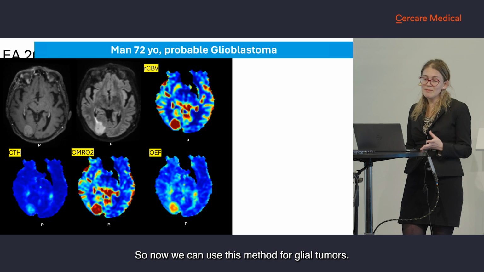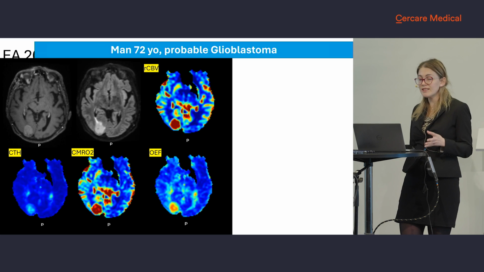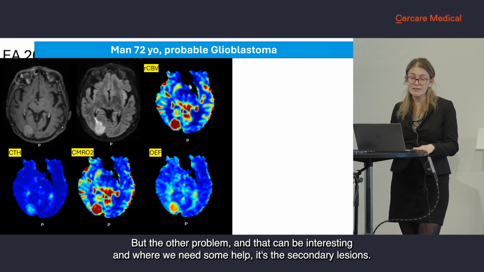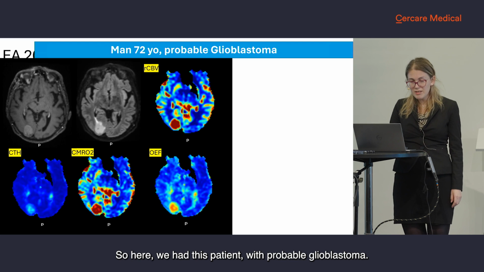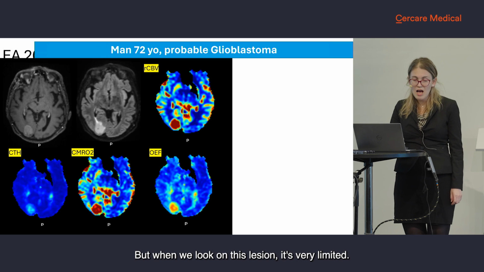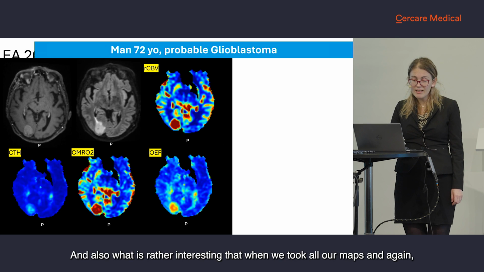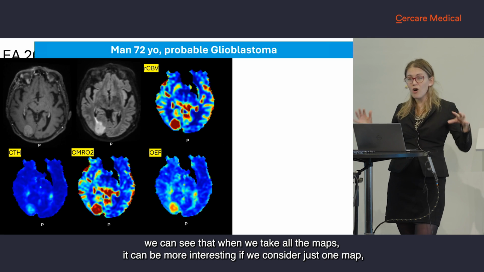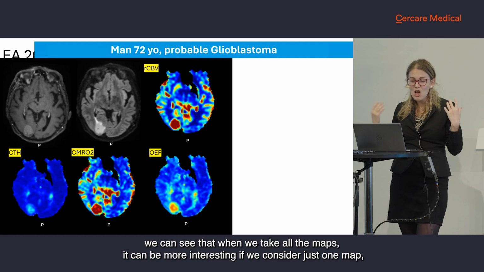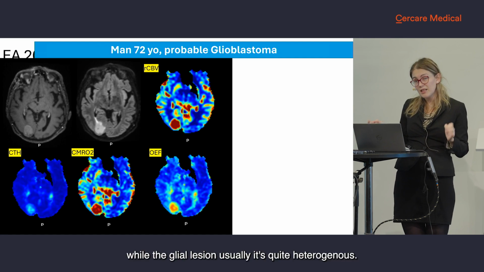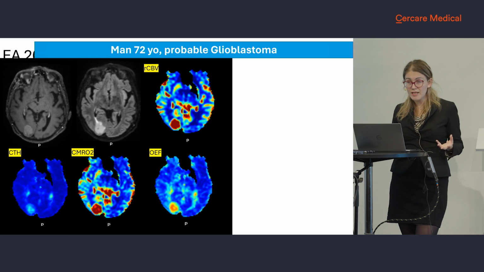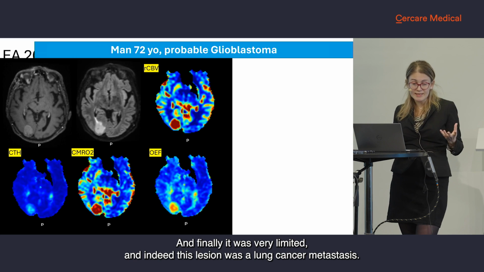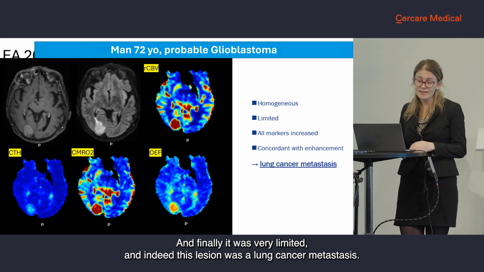We can use these methods for glial tumors, as we're already saying. But another problem that can be interesting, and where we need some help, is the secondary lesions. So here we had this patient with probable glioblastoma. But when we look at this lesion, it's very limited. And what is also very interesting is that when we took all our maps, it can be more interesting than if we consider just one map. We see that the lesion completely coincides, while the glial lesion is usually quite heterogeneous, and we would expect different markers to show different profiles. Finally, it was well limited, everything considered, and indeed, this lesion was a lung cancer metastasis.